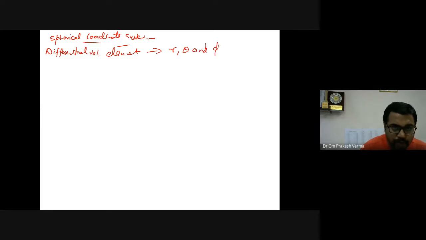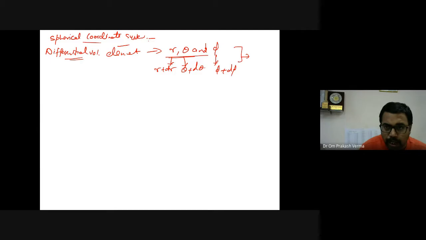For the differential element, we increment r by dr, r plus dr, theta by theta plus d theta, and phi by phi plus d phi. So the ultimate changes are dr, d theta, and d phi. We have already discussed the pictures, so I am taking it once again so that you can understand it very easily.